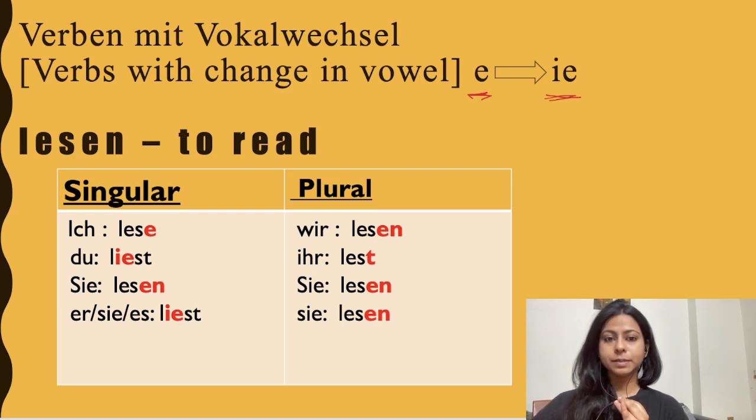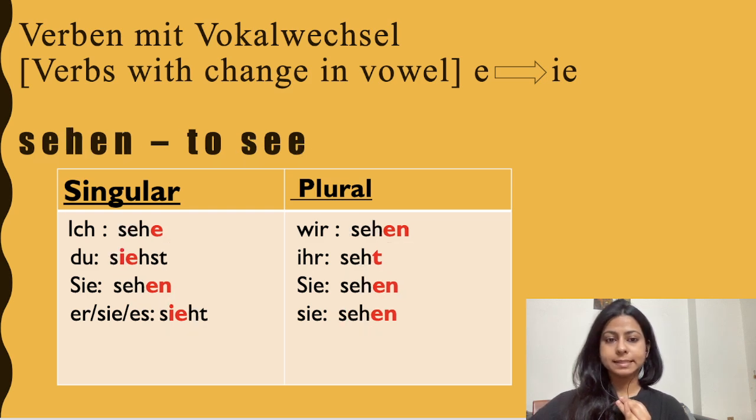So the first verb is lesen, which means to read. Ich lese, du liest, er/sie/es liest, wir lesen, ihr lest, sie lesen, Sie lesen. So here E changes to IE, and here as well E changes to IE. So in du and er/sie/es.